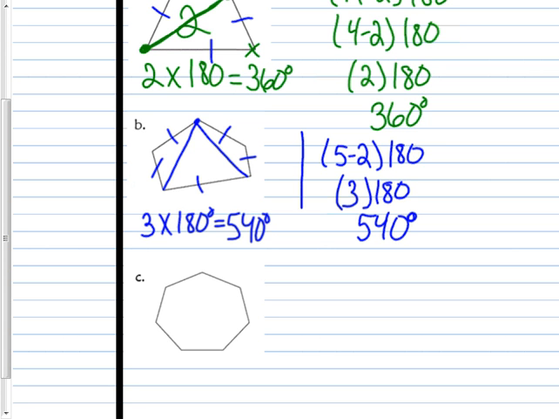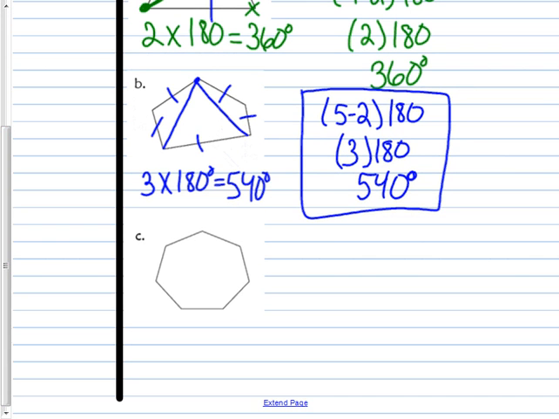So this right here is the formula that you should be using. But it's important to recognize that that's the formula because we're working with triangles. We've broken the shape up into triangles. So I want you to do letter C on your own. I want you to draw your diagonals from one vertex and then also find the number of degrees of the interior angles for the polygon.